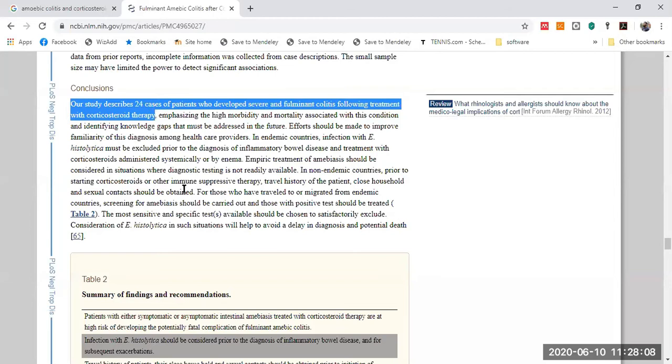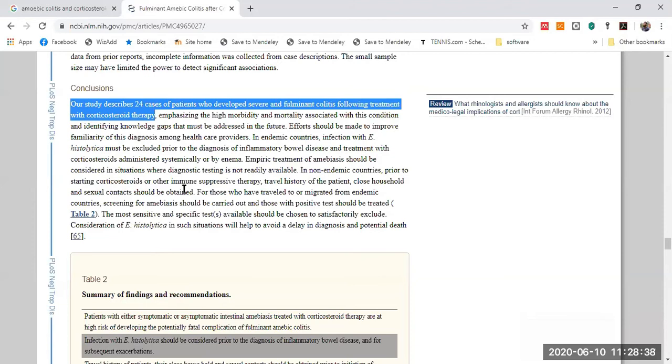So it means that they start with a treatment of corticosteroid, but with the corticosteroid, they develop fulminant colitis, emphasizing high morbidity and mortality associated with the condition, identifying the knowledge gap that must be addressed. So this is very important. They're mentioning that the corticosteroid therapy is not good when they're treating this patient with amoebic colitis.